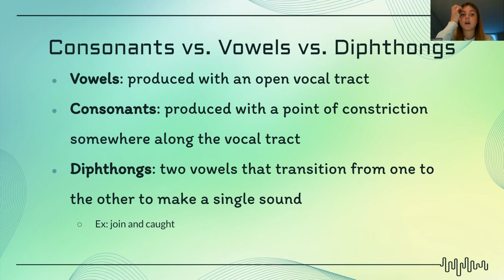And diphthongs are a funny name for when we combine two vowels together. So when we transition in a word quickly from one vowel to the next, it makes its own thing, and we call that a diphthong. Some examples are the vowel sound in the word join, that OI, which is one vowel transitioning into the next. Another example is in the word caught. That aw sound in the middle is two different vowels combined together to make that one sound in the middle of that word.